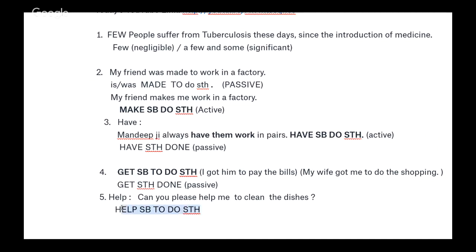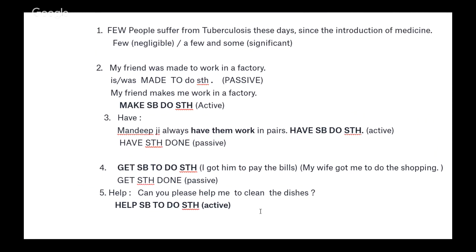So let's go through all of these and make one example. So these are all active voices. Now look at me, everyone. Make somebody do something, not to do. Look at the bold ones. Make somebody do something. Make me work. Make him work. How about this? Have somebody do something.